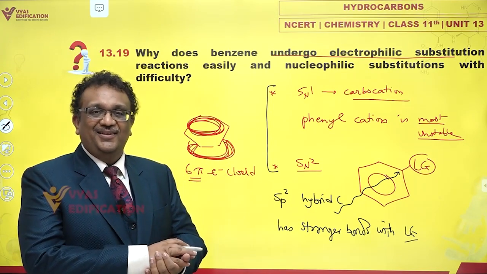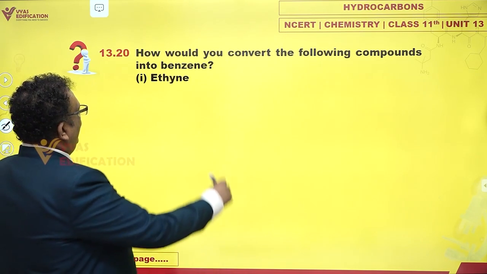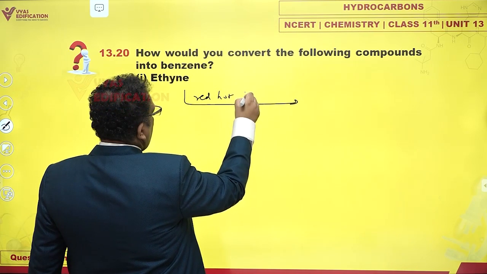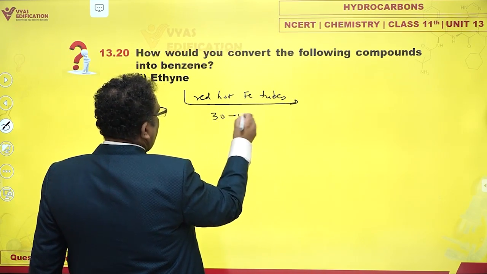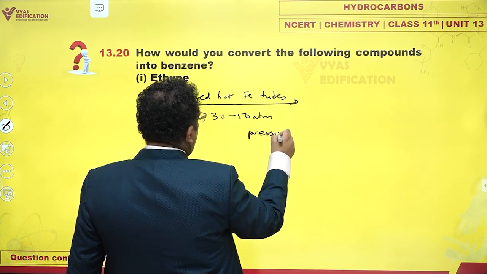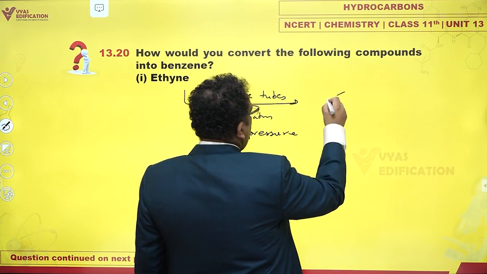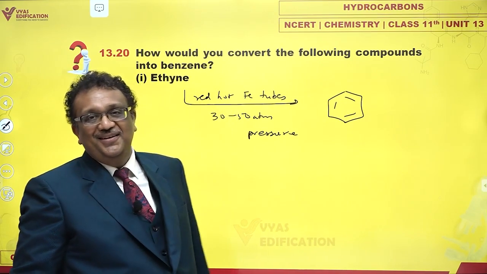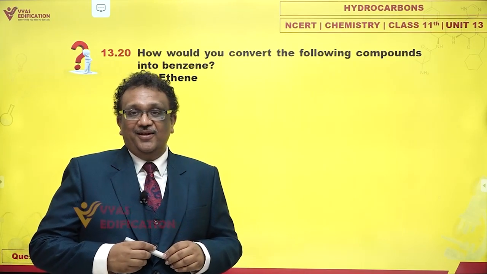They happen very easily. How would you convert the compounds into benzene? Ethyne, very simple. Red hot iron tubes, 30 to 50 atmosphere pressure. Sometimes people use copper tubes also, which is fine. And ethyne trimerizes into benzene. That's it.